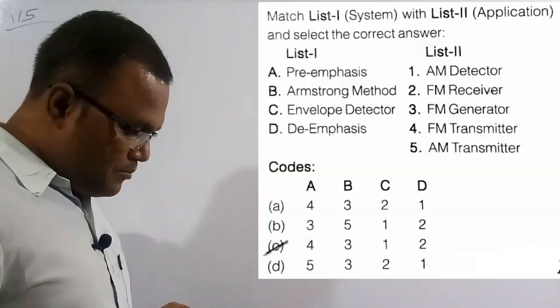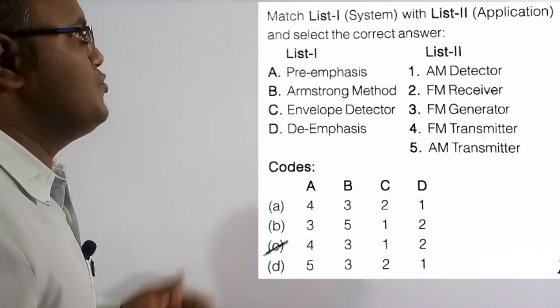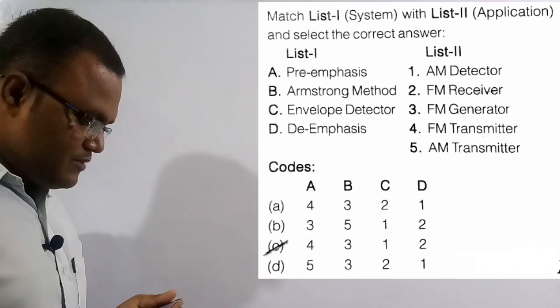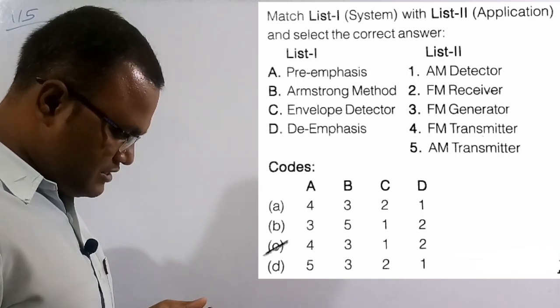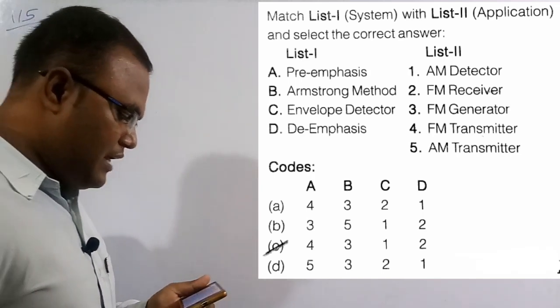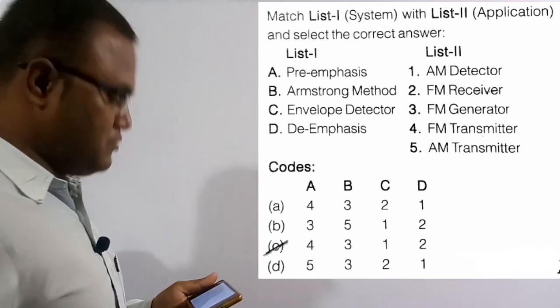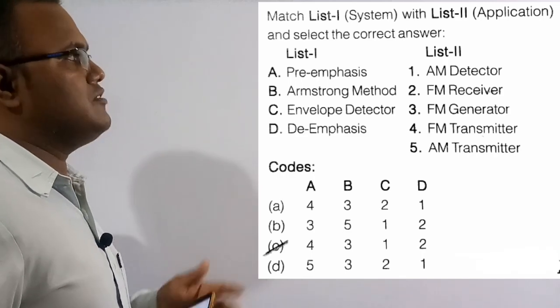See the question here: match list 1 system with the list 2 application and select the correct answer. List 1 is about the different systems and list 2 about their applications. List 1 has pre-emphasis, Armstrong method, envelope detector and de-emphasis. List 2 has AM detector, FM receiver, FM generator, FM transmitter, and AM transmitter. Option D is the correct solution of this question. So let's solve this question.